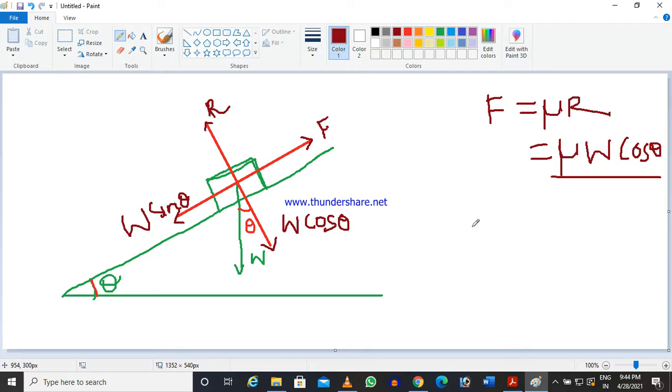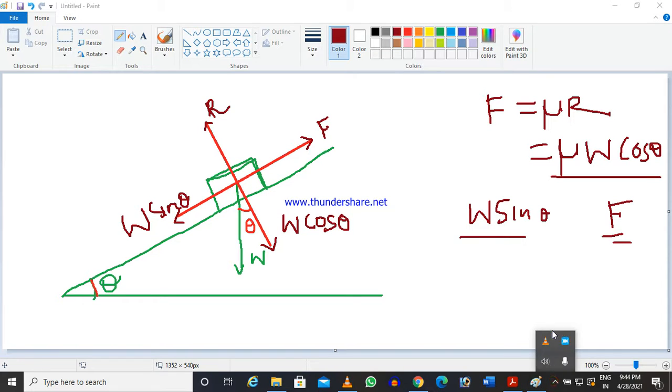Now we will consider a few conditions. The movement of the block will be decided by the values of w sin theta and f. If w sin theta and f are equal, the block will stand still. That entire system will be in equilibrium.